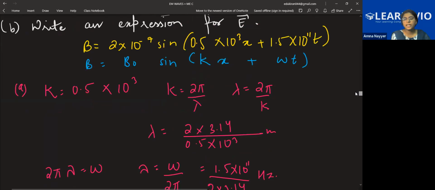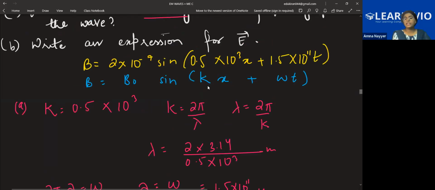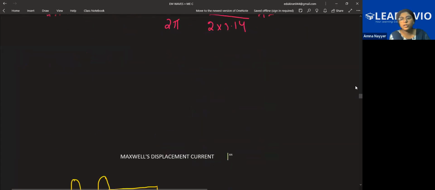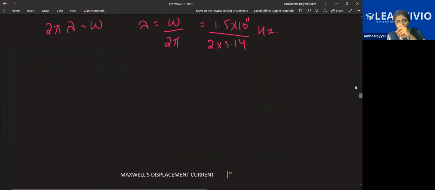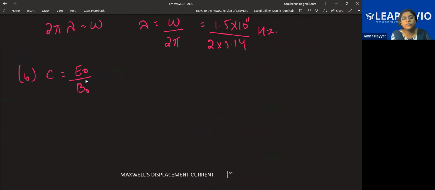The second part of the question says, write an expression for the electric field. Now, when you have to write an expression for the electric field, the magnetic field is given, so you need B naught. See, class, please hear first, then you can write it later. Because when you are asked, then you don't answer. So it's better you understand first, then you can remember directly also. When you are asked to write the equation of the electric field from the equation of the magnetic field, straight away get the value of E naught. C is equal to E naught by B naught.